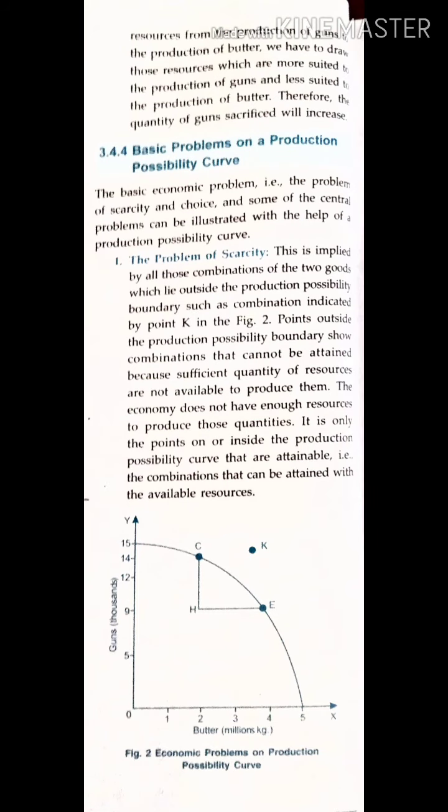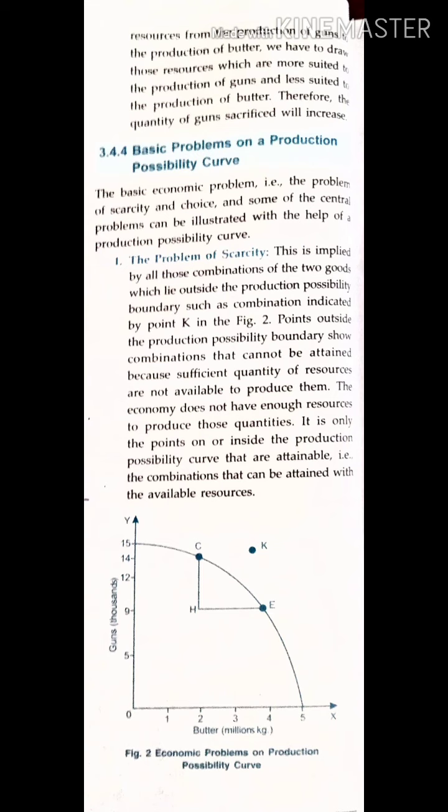Now let's understand the basic problems of production possibility curve. First problem is problem of scarcity. Now what does that mean? This is implied by all those combinations of two goods which lie outside the production possibility boundaries, such as combination indicated by point K. Can you see the diagram over here? See the point which is outside, that is K.